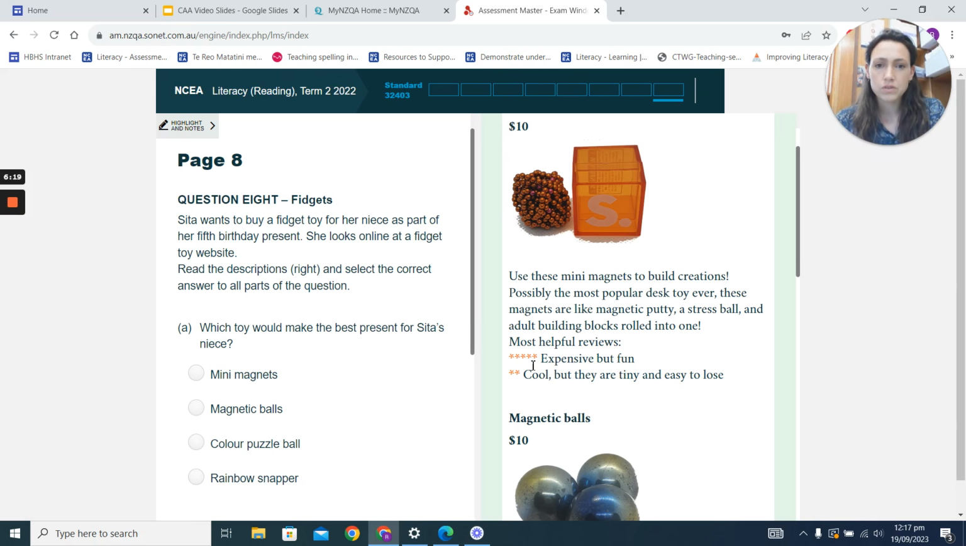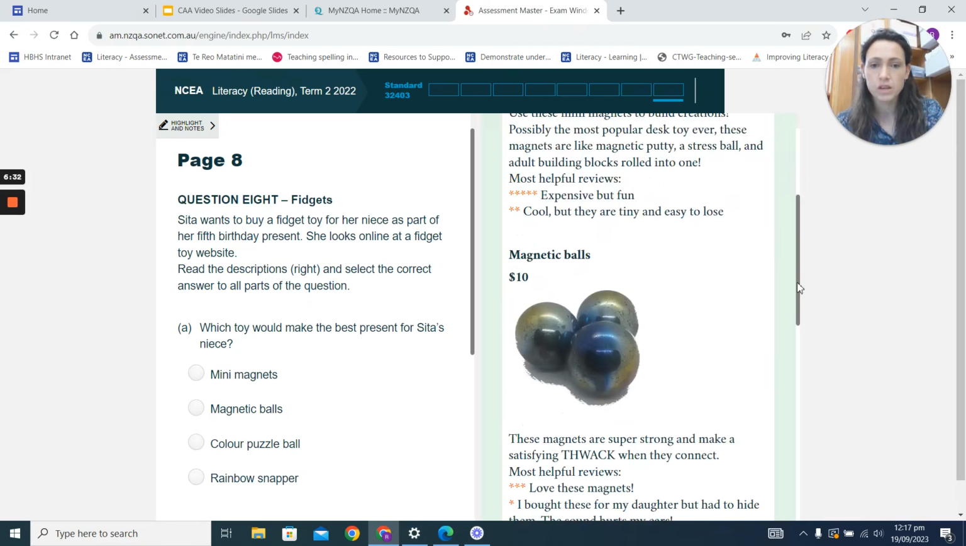Most helpful reviews, 5 stars, expensive but fun. And 2 stars, cool, but they're tiny and easy to lose. That does sound like a bit of a problem. I can see that being a bit irritating. But this person is really happy with this product.